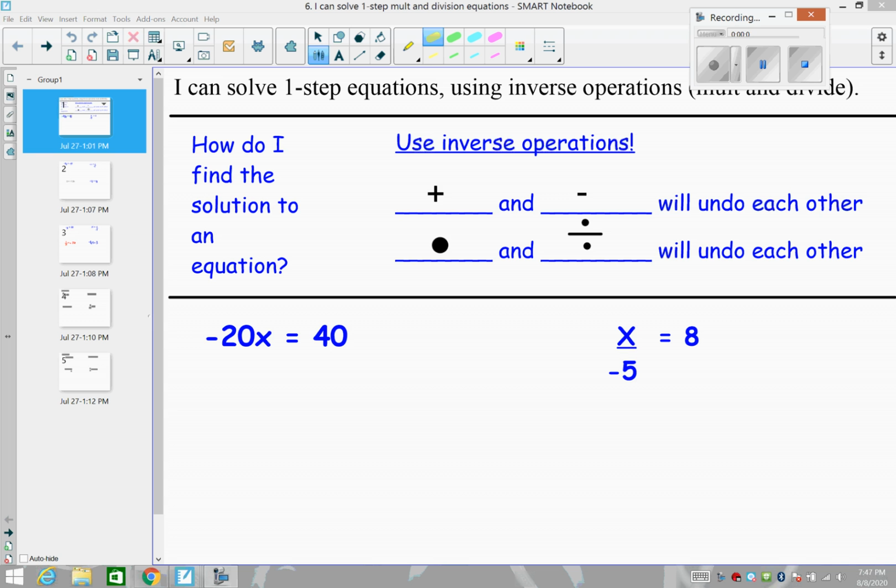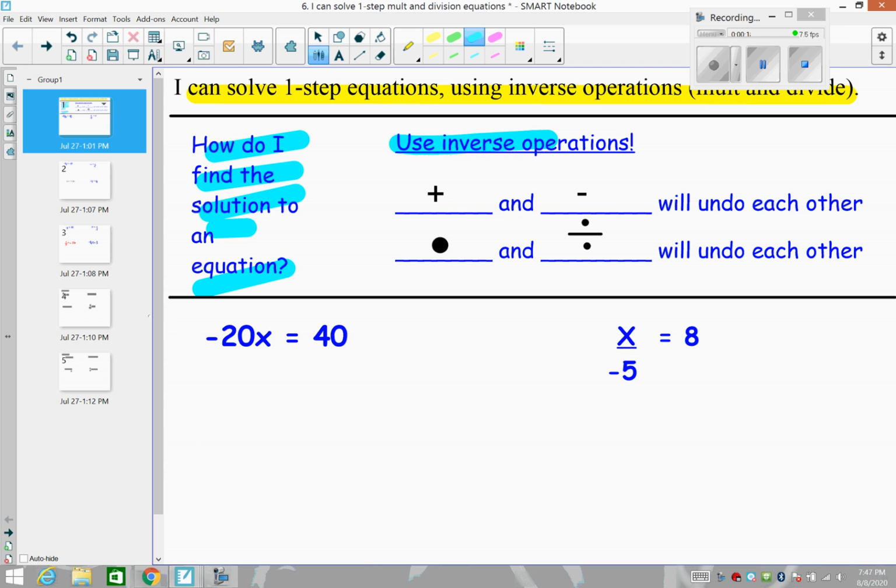Hey, math friends. So our learning target today is I can solve one-step equations like we did before, but this time it's using multiplication and division as the operation. So the steps for doing that, how do we find the solution of an equation? We will use the inverse operations.